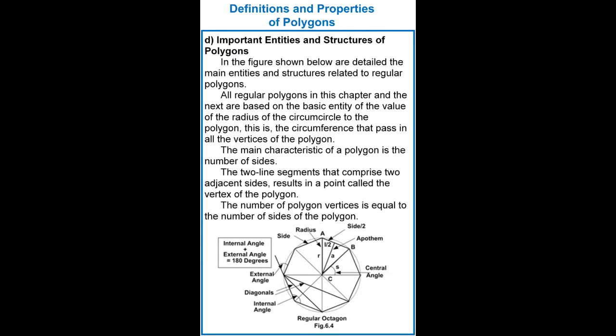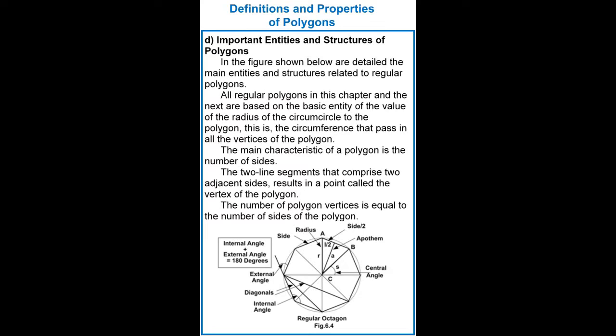This slide presents the most important structures of regular polygons. These structures are shown in Figure 6.4. All the polygons presented in the classes of Chapter 6 are inscribed in a circumscribed circle with the radius r. Thus, all other entities always refer to the radius of the circumscribed circumference.